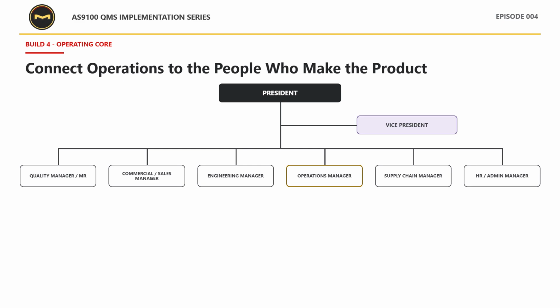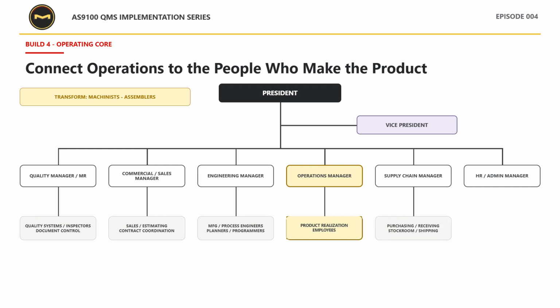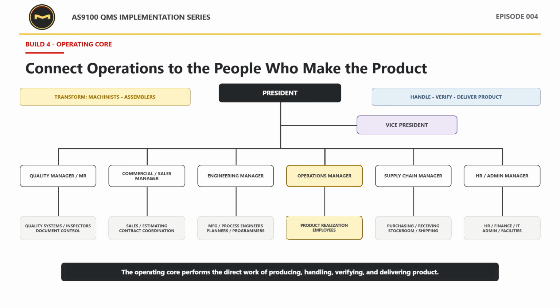Under operations, identify the product realization employees. Include manufacturing engineers, planners, supervisors, operators, machinists, and assemblers. Receiving, stockroom, shipping, and inspectors also belong to the operating core. They may report through supply chain or quality, according to assigned responsibility and required independence.